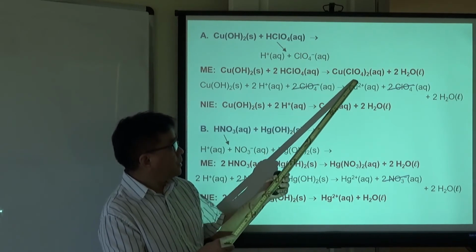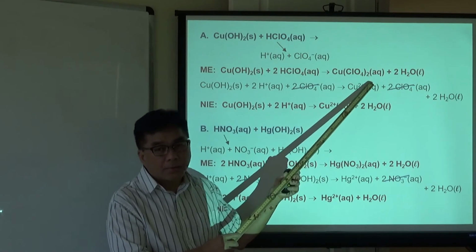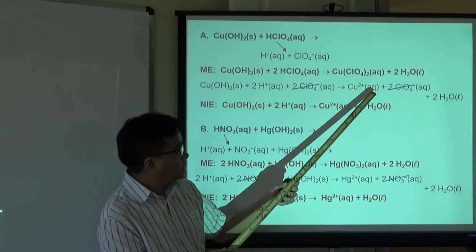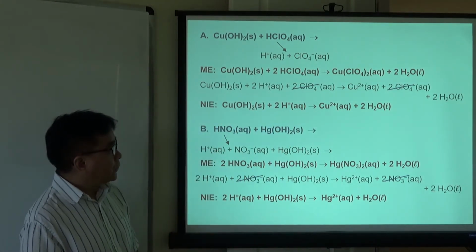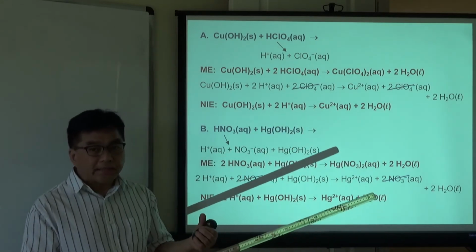So copper perchlorate: anything that has the perchlorate ion is totally soluble based on the solubility guidelines, so therefore you put aqueous right here. Okay, so that's the balanced molecular equation. Now for the net ionic equation, you will cancel out all the spectator ions.